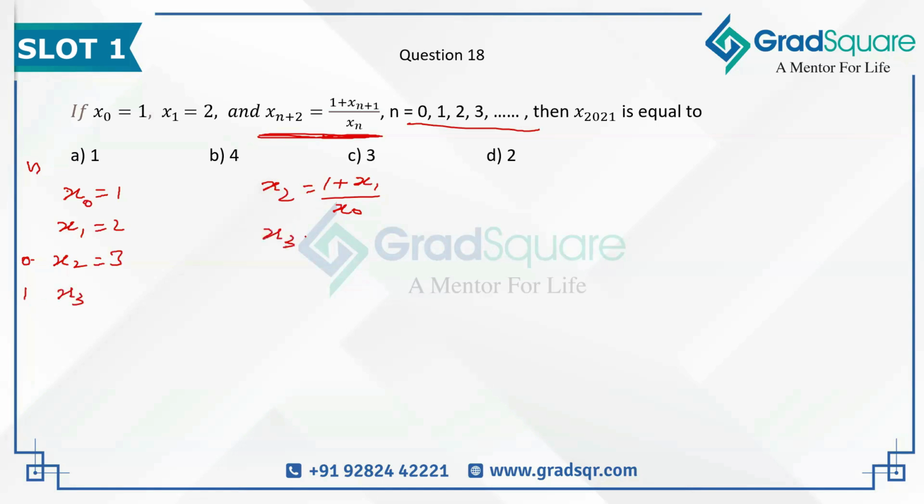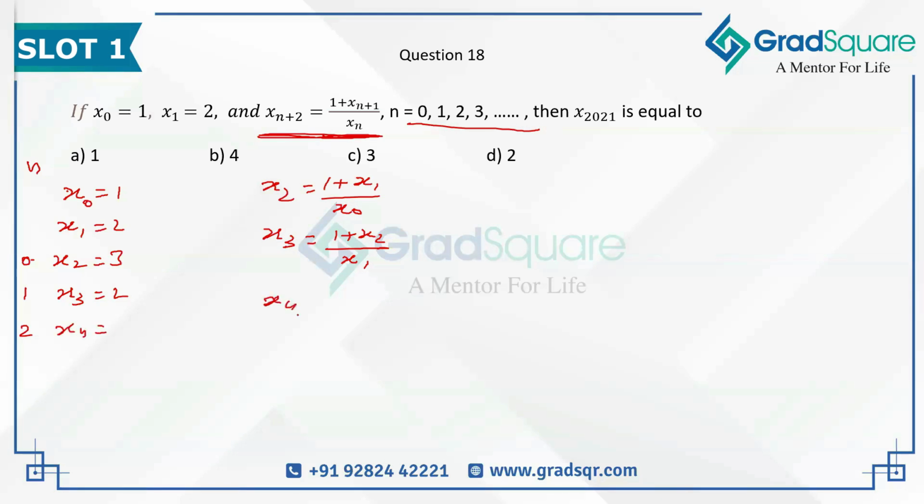Now, if I have to calculate the value of x3, then n has to be equal to 1. So this will give me the value of x3, which will be 1 plus x2 divided by x1, right? 1 plus x2 will make it what? 4 in the numerator divided by x1, which is 2. So this becomes 2. If you take the next value of n as 2, then you will get the value of x4. So what will be x4?